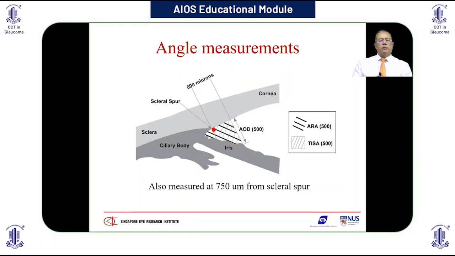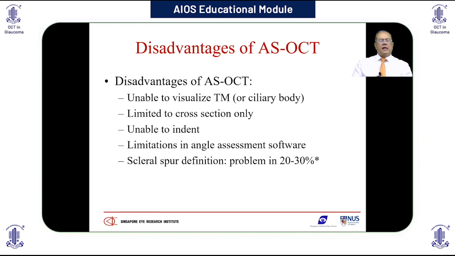You can also make measurements of the angle, again relative to the scleral spur, usually 500 microns away from the scleral spur, because the trabecular meshwork lies within 500 microns of the scleral spur. The main disadvantage of the anterior segment OCT is that you're unable to visualize the trabecular meshwork in most cases. Also, you cannot visualize deeper structures such as the ciliary body. You're limited to one cross-section of the image at any one time. You're unable to indent the eye to look for peripheral anterior synechiae.